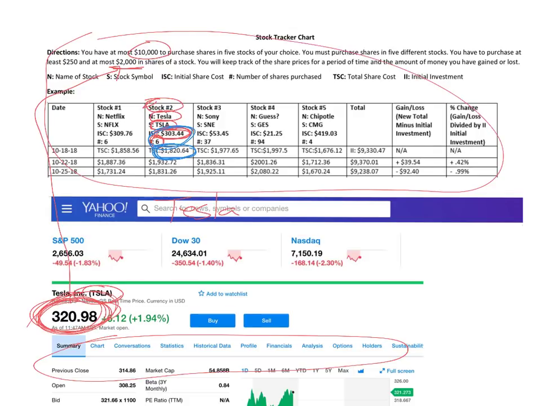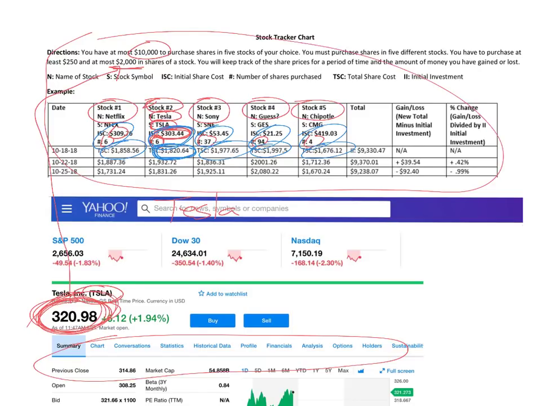And you're going to do the same with 4 other companies. Pick 4 other stocks, Netflix, here's Sony, Guess, Chipotle, and do the same thing. Divide the share price into 2,000, and then you're going to get a decimal, and then round down, and that'll tell you how many shares you're going to purchase for each stock. Then you multiply them, and you get the number here. Pretty simple stuff once you get the hang of it.